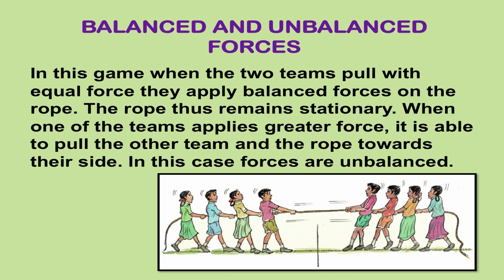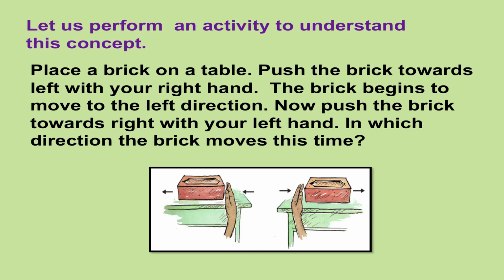Have you seen a game of tug of war? In this game, when the two teams pull with equal force, they apply balanced forces on the rope. The rope thus remains stationary. When one of the teams applies greater force, it is able to pull the other team and the rope towards their side. In this case, forces are unbalanced. Let us perform an activity to understand this concept.